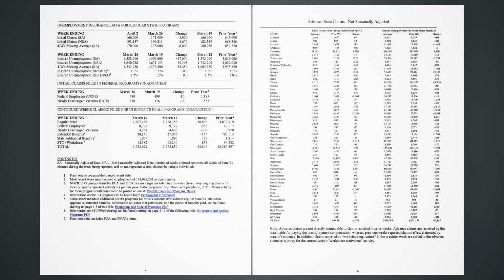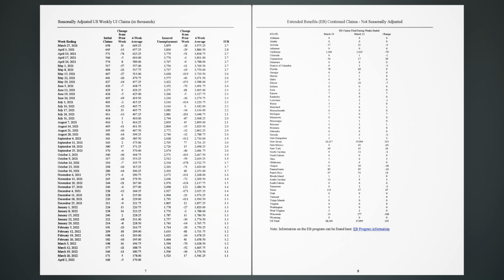5. Some states maintain additional benefit programs for those claimants who exhaust regular benefits, and when applicable, extended benefits. Information on states that participate, and the extent of benefits paid, can be found starting on page 4 to 5 of this link, Extensions and Special Programs PDF. 6. Information on STC work sharing can be found starting on page 4 to 11 of the following link, Extensions and Special Programs PDF. 7. Prior year total includes PUA and PEUC claims.